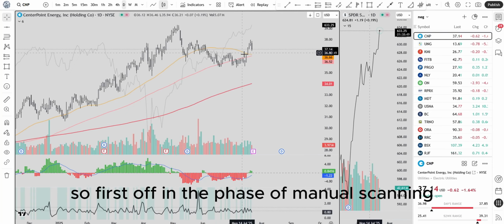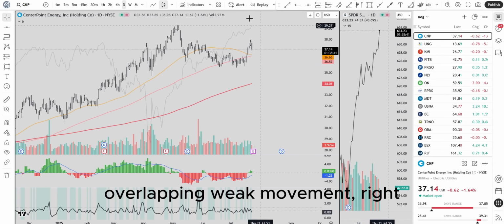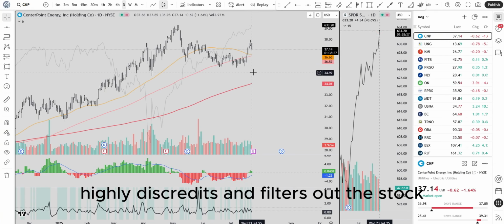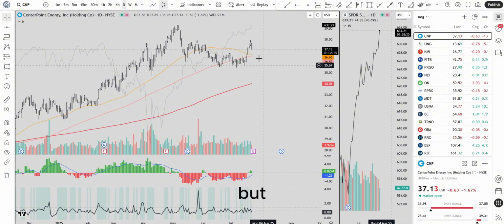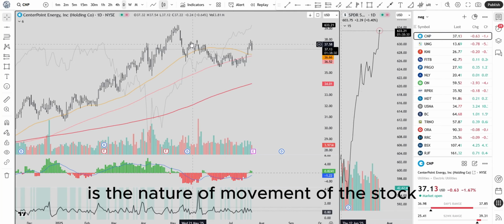So first off, in the phase of manual scanning, the first thing I would see is this choppy, overlapping, weak movement, right? And that is something that, for me personally, highly discredits and filters out the stock. But an important thing to keep in mind is the nature of movement of the stock.